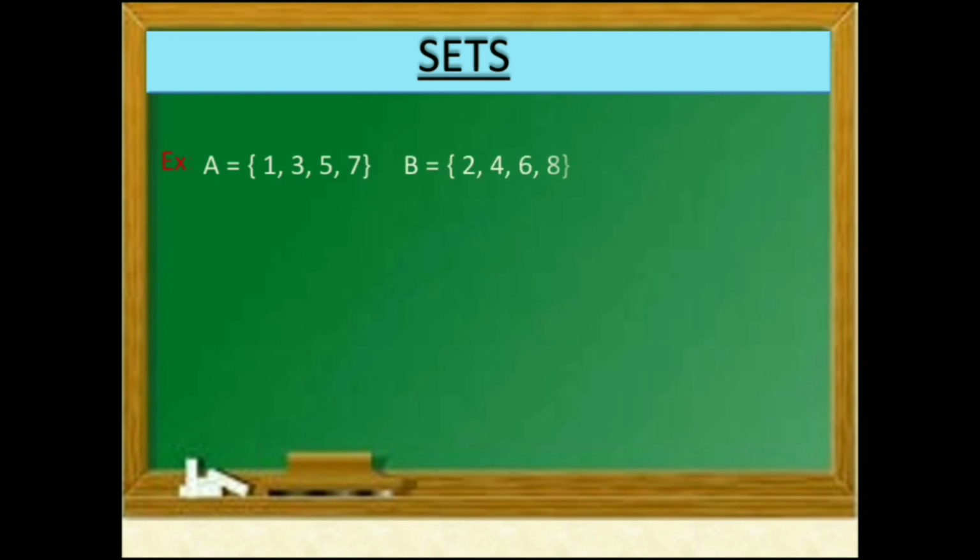Next, I am taking one example. A is equal to {1, 3, 5, 7} and B is equal to {2, 4, 6, 8}. Children, are there any common elements in these two sets? Observe here. No, there are no common elements here. So these types of sets which have no common elements are called disjoint sets.